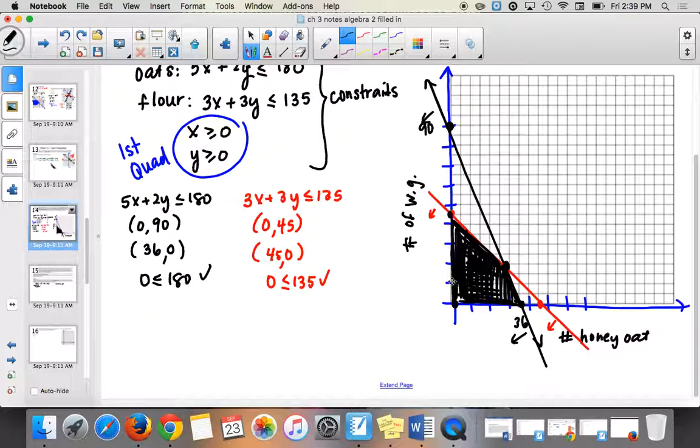Okay, I'm going to label these corner points. I'm going to call the one down here point A. I'm going to call this one point B, C, and D. So I just kind of went around. It doesn't matter what your A, B, C, and D are. Yours could be other ones, but we'll keep it consistent for the notes.